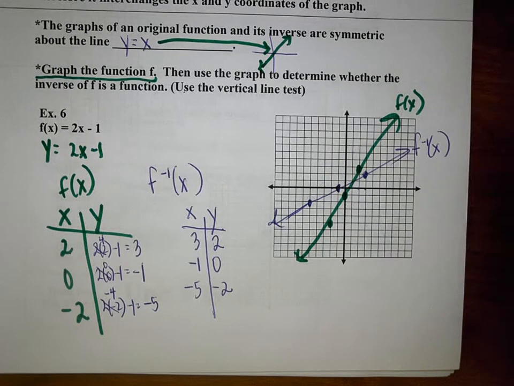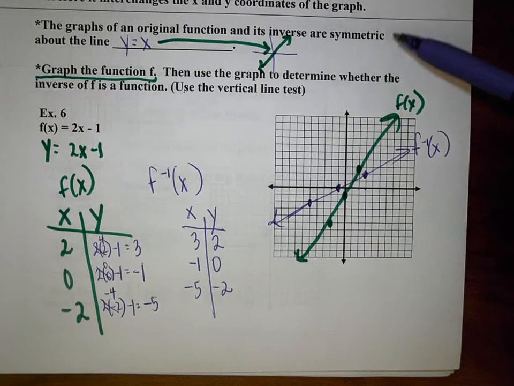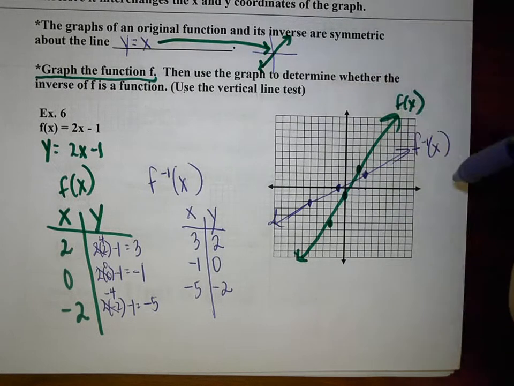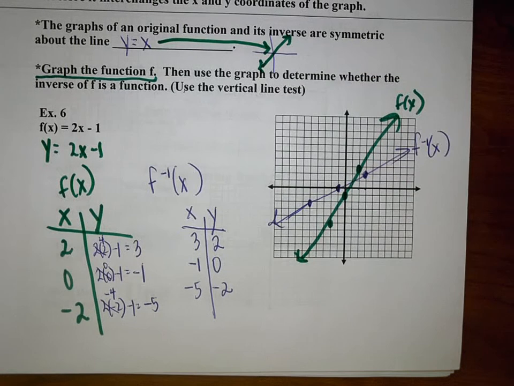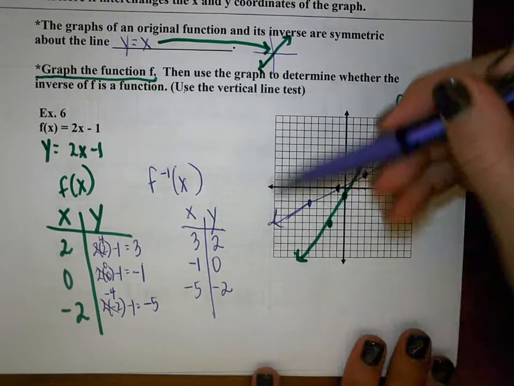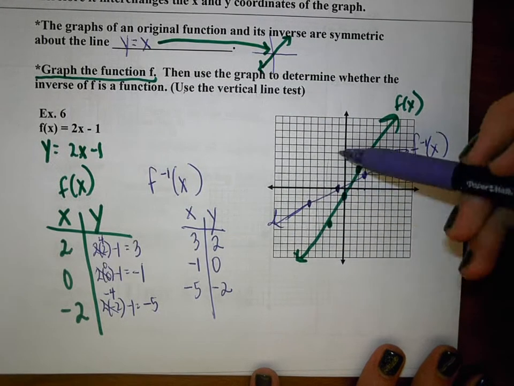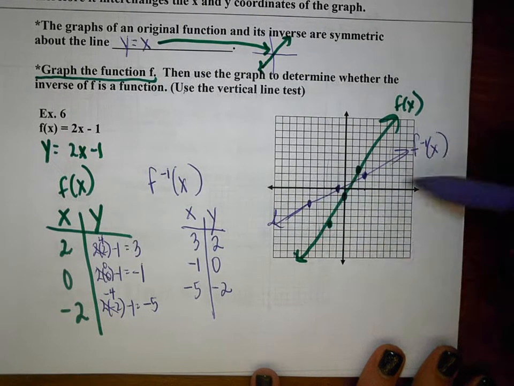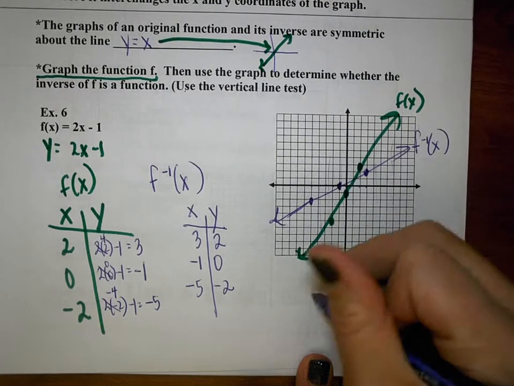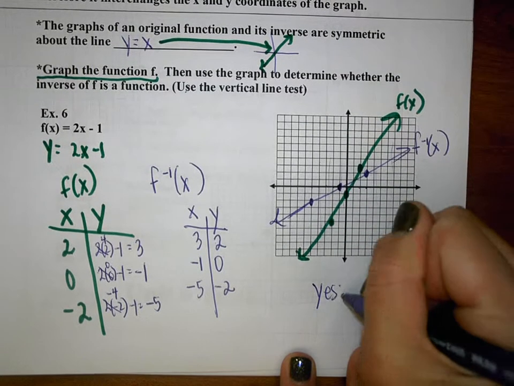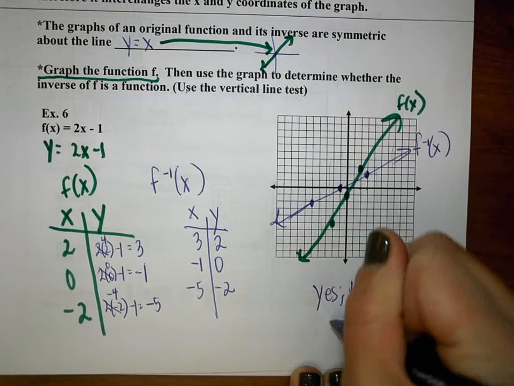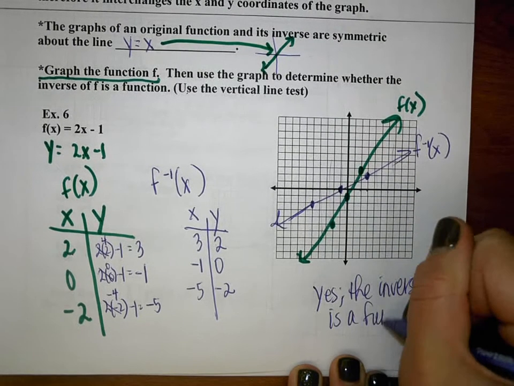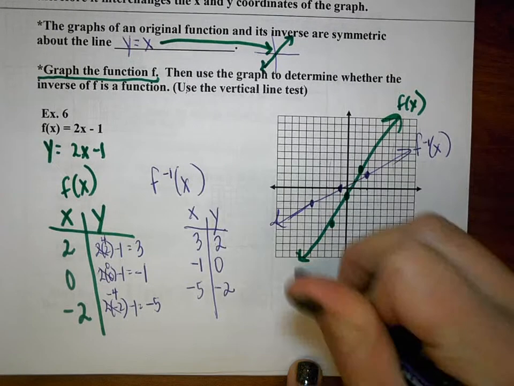So the last thing they ask us is, is your inverse a function? So my inverse is the purple line. So remember, we can use our vertical line test where this purple line can only hit one point at a time on the x-axis. And if you look through there, that purple line is a function. Yes, the inverse is a function. And that's your answer.